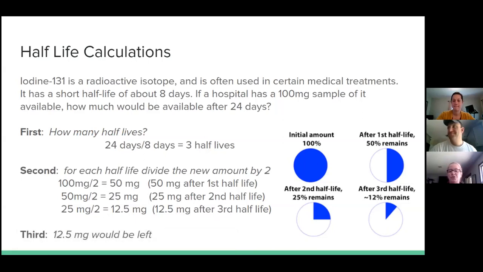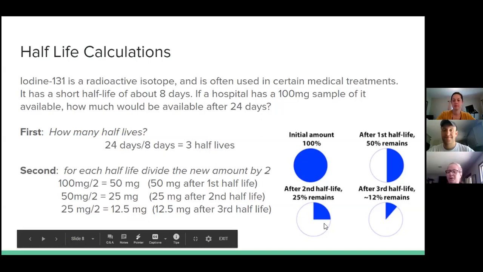So you have an initial amount, and you keep dividing your sample size by 2 for the number of half-lives. So the answer to this question is that 12.5 milligrams would be left. And here we've got a nice pictograph to walk you through what that means. Here, the 100% is your 100 milligrams. Here's your 50 milligrams, your 25 milligrams, and your 12.5 milligrams, just to give you the visual.